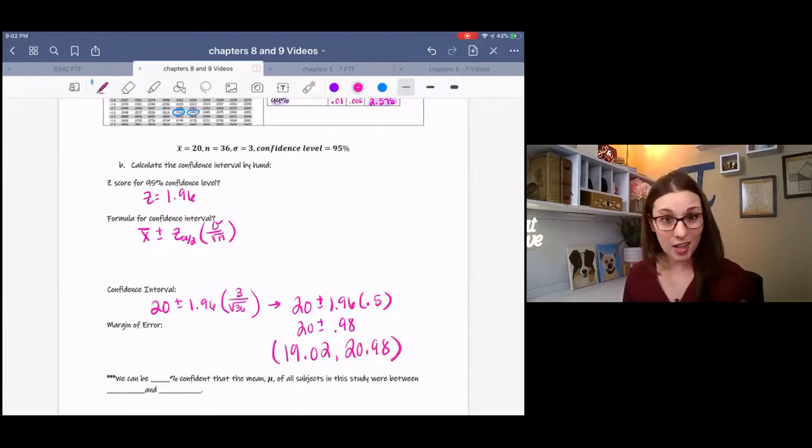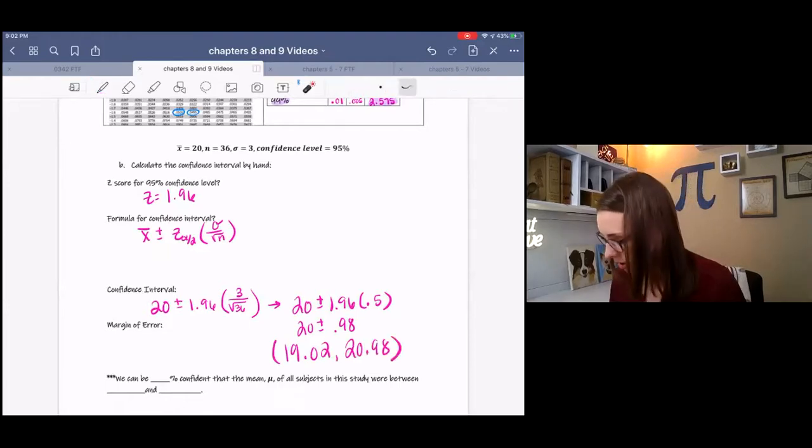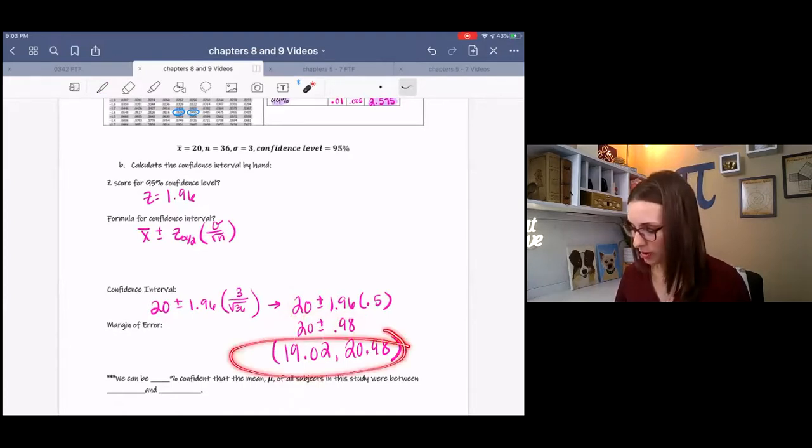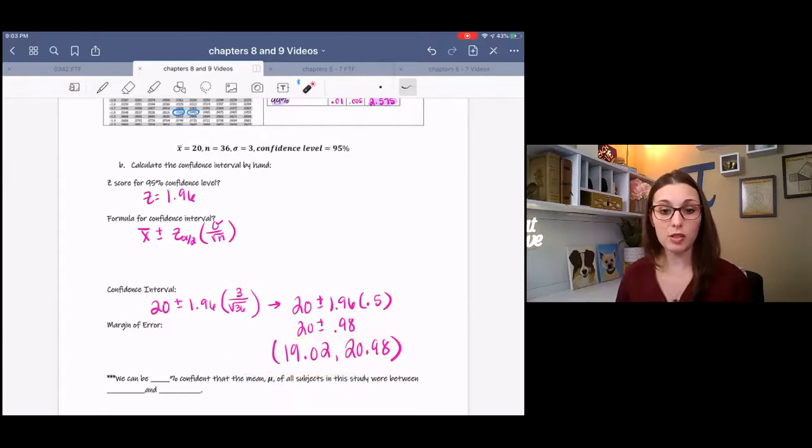So how did I get that? I did 20 minus 0.98 and 20 plus 0.98. And so this is your confidence interval. That's the range of values that we're sure, 95% sure, the mean is within.